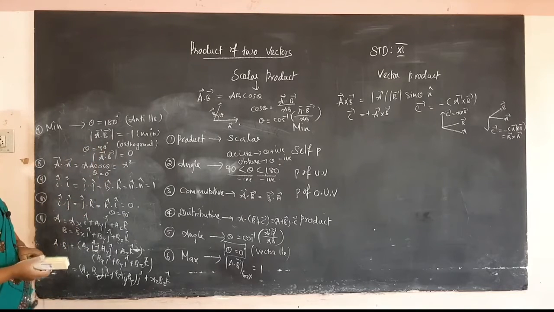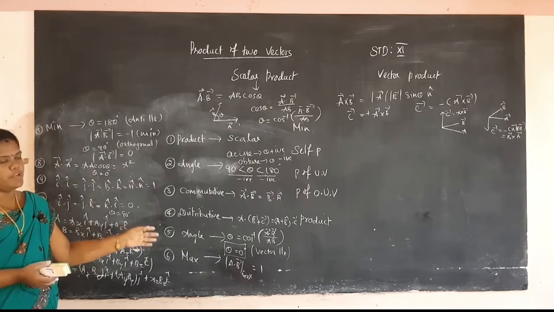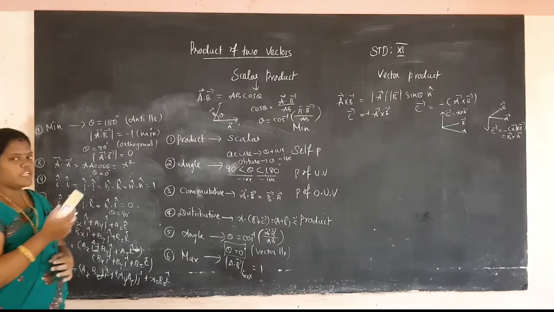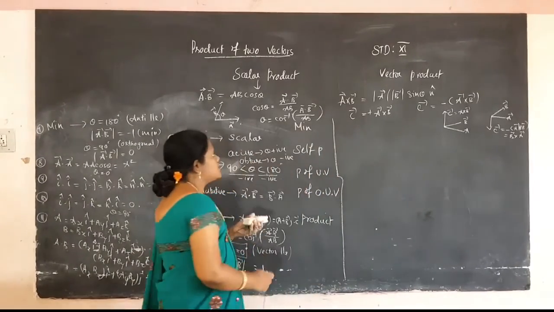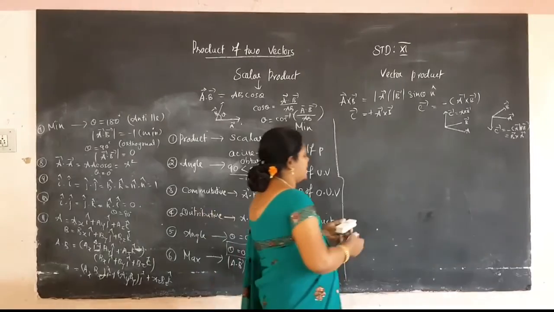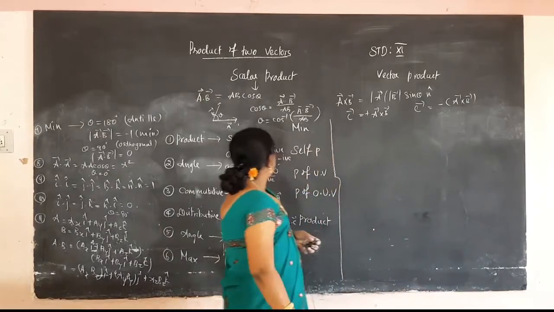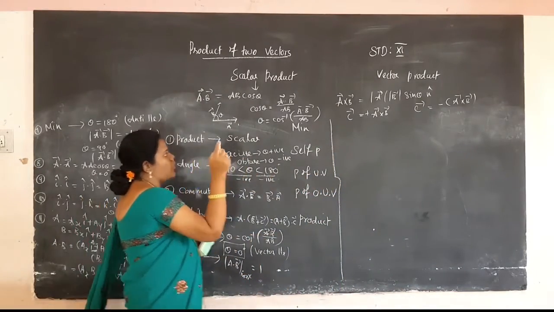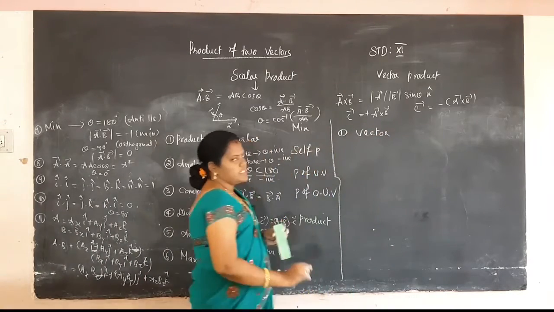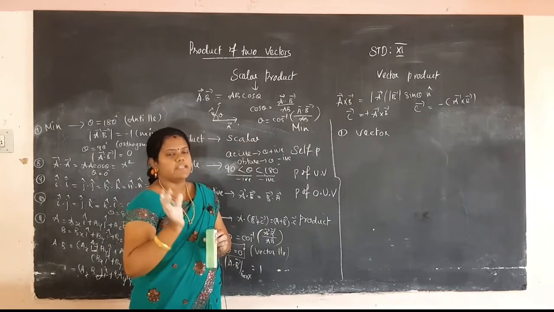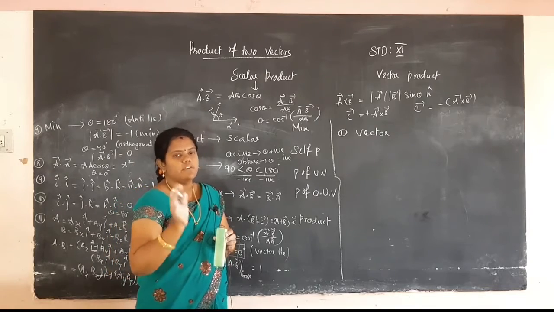Now I will explain the product of two vectors, how to get the angle, and whether the commutative law is obeyed. There are 10 points here. First, the vector product of two vectors always gives a vector. That is, when you take the vector product of two vectors, the resulting value is a vector.